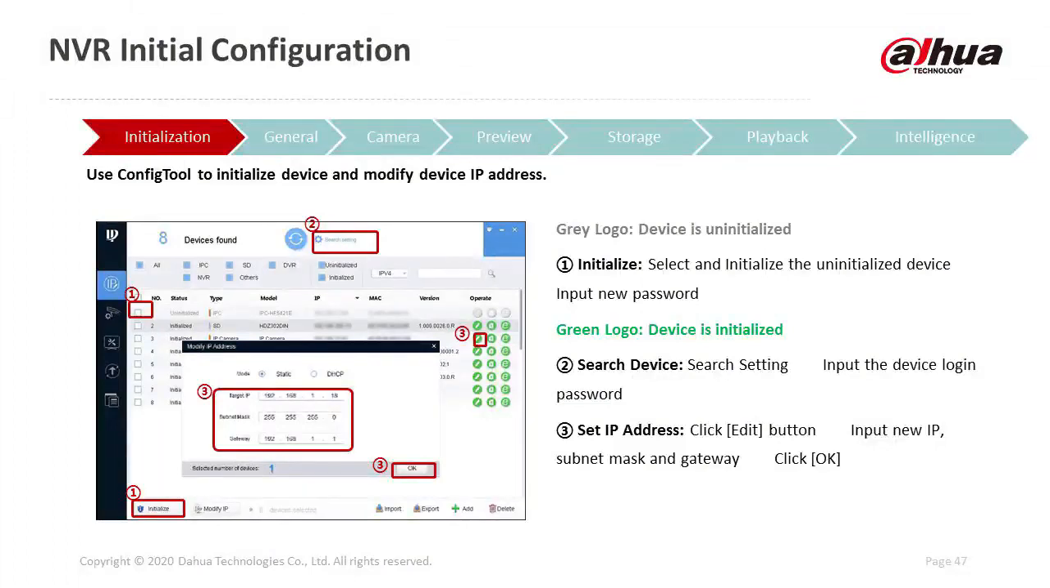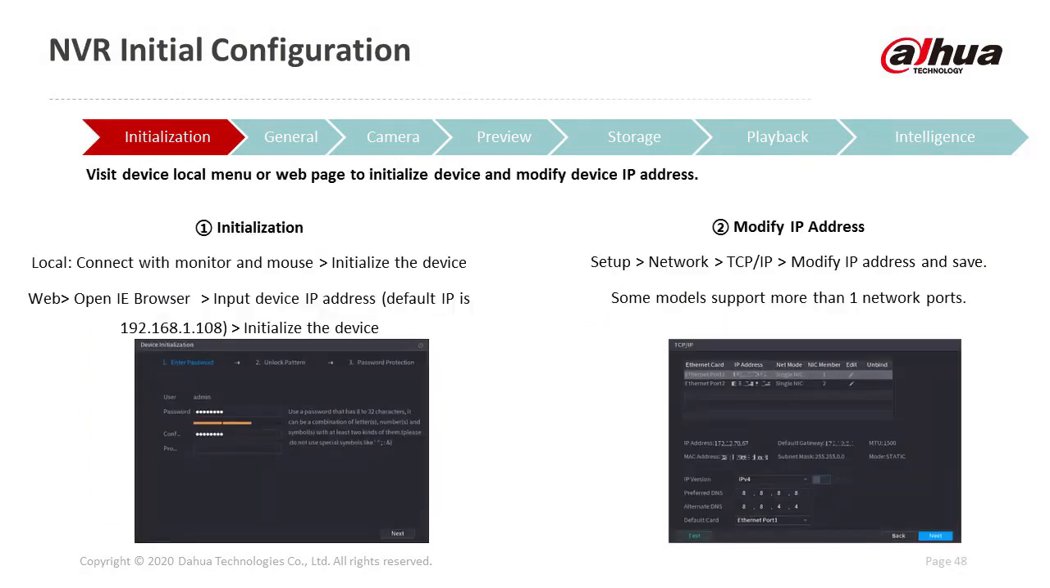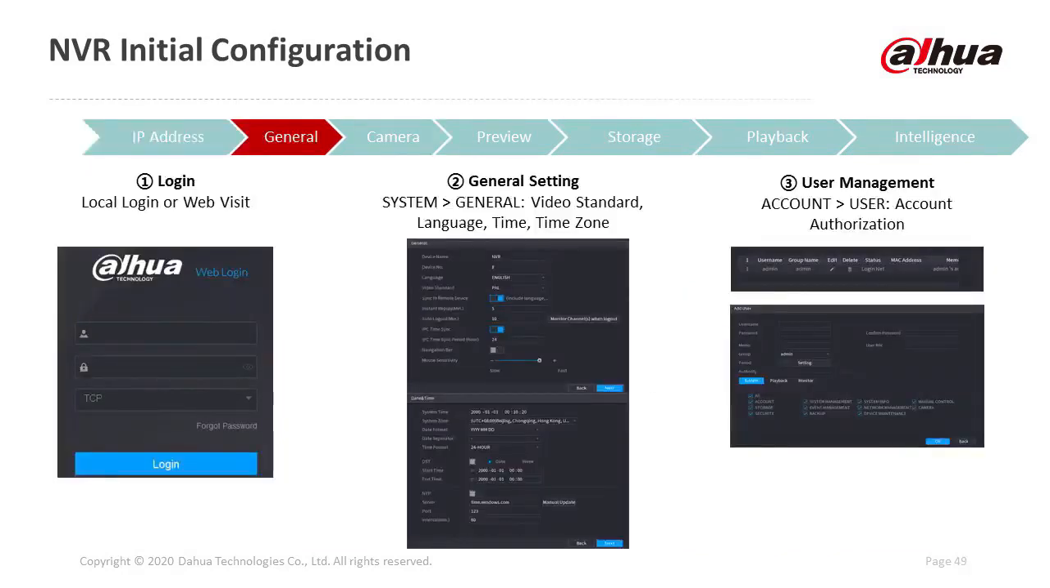Similar to IPC configuration, we can use Config tool to initialize device and modify device IP address. And we can also visit device local menu or web page to initialize device and modify device IP address. The general setting include video standard, language, time. The user management is to authorize different accounts with different permissions.